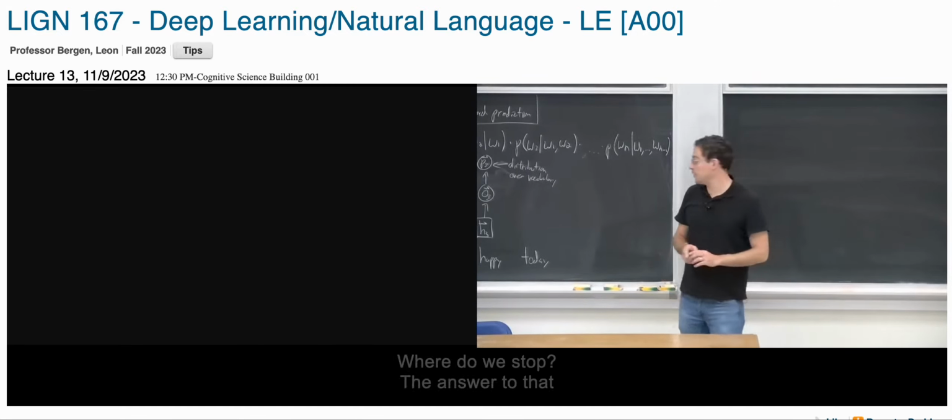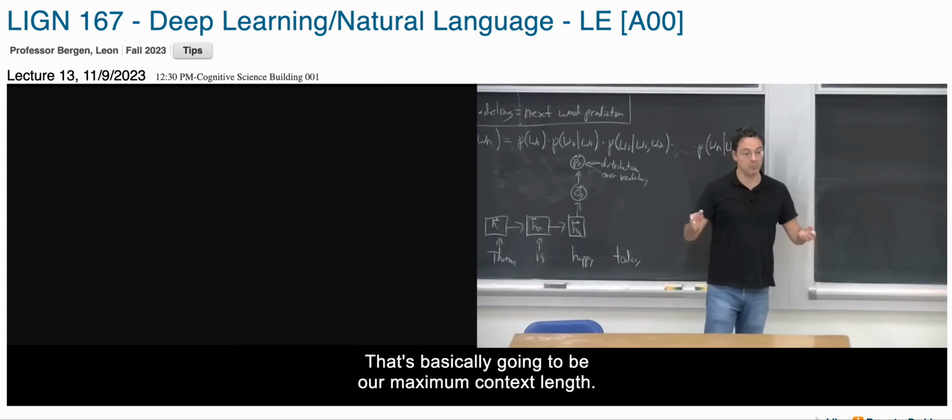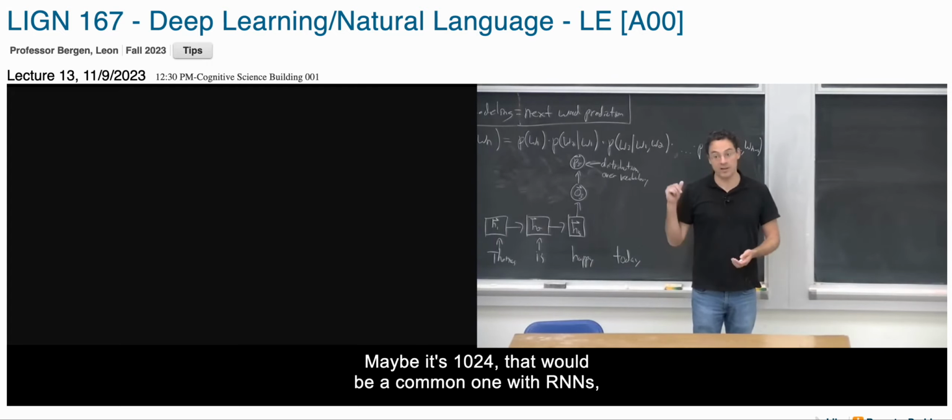Okay, that's a great question. Where do we stop? The answer to that is we choose a maximum text length. That's basically going to be our maximum context length. Maybe it's 1024. That would be a common one. With RNNs, it's actually much tinier. It's like 128 or something.